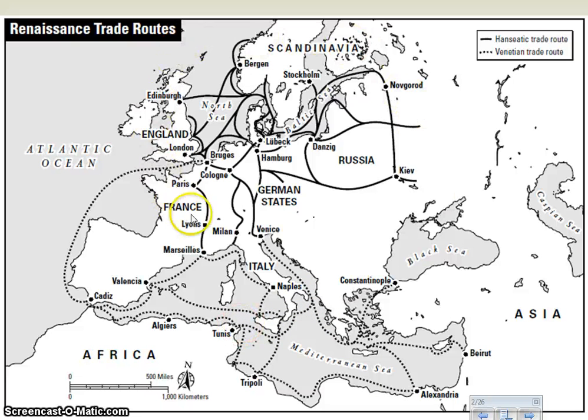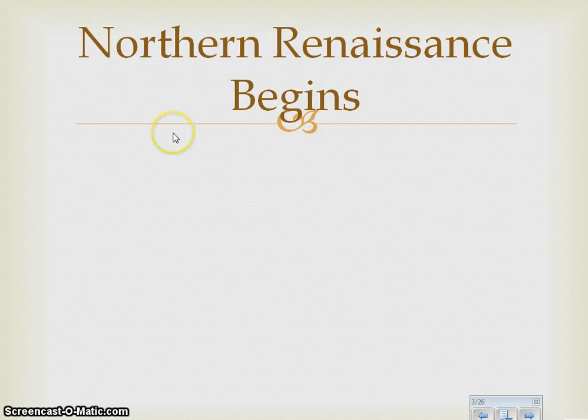Up here, we have trade routes in the north. Again, if we think about how things spread, they often spread by trade. You can see that most of these Hanseatic trade routes, the northern trade routes, are connected to northern Italy. This is how the Northern Renaissance spreads, through these trade routes. People go to northern Italy, see what is happening in Italy, and bring it back to their own countries. The Northern Renaissance begins.